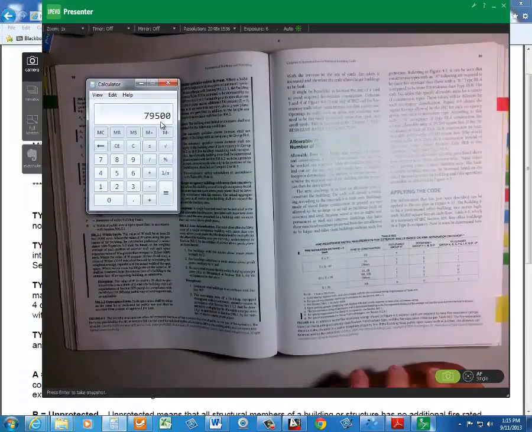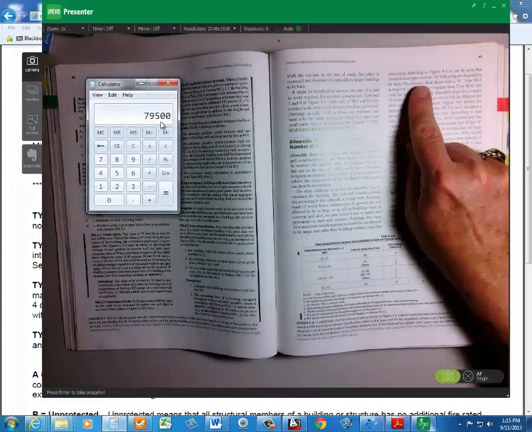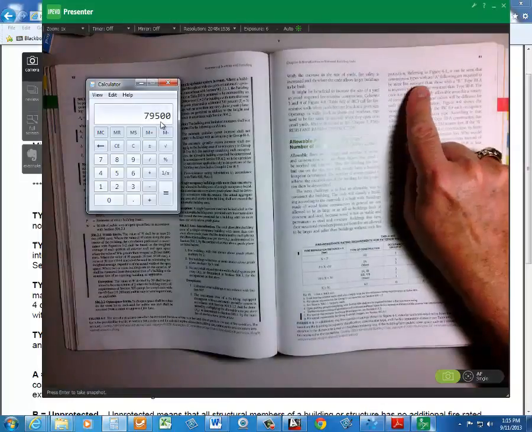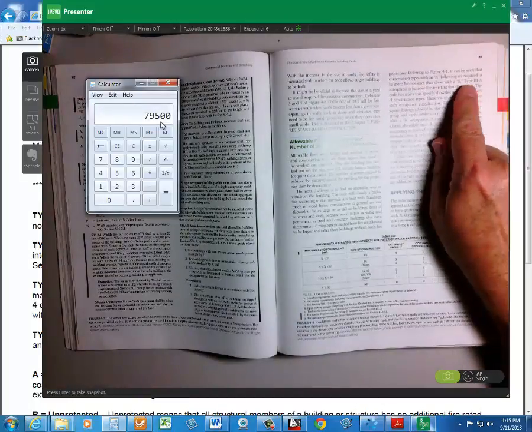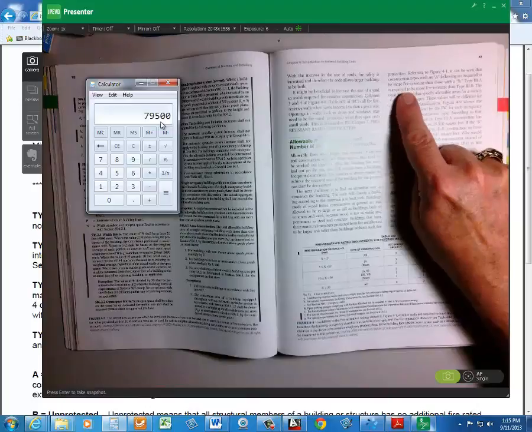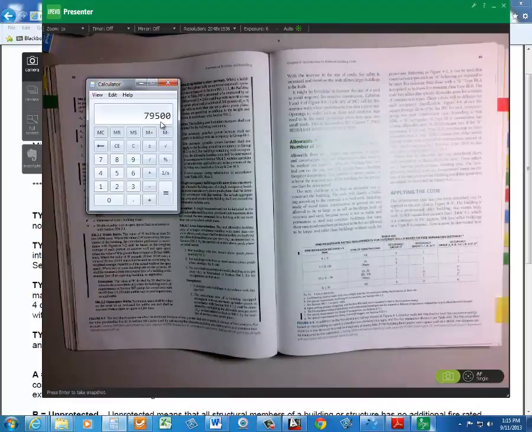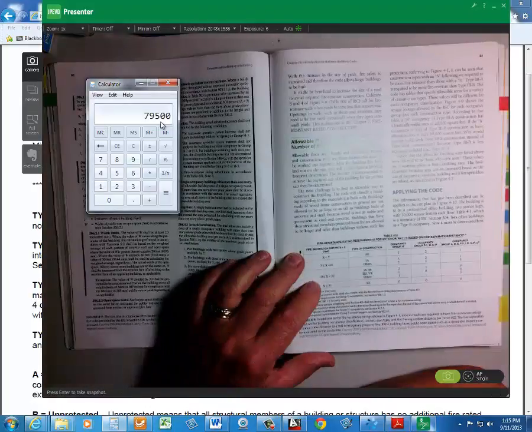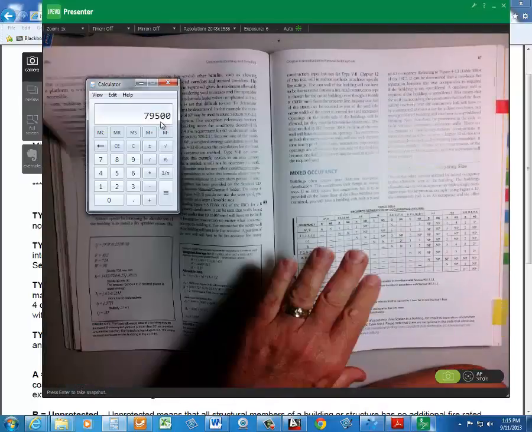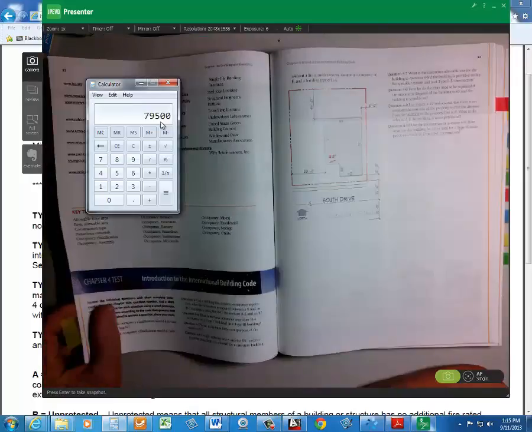Alright? It mentions it here. It can be seen that construction types with an A following it are required to be more fire resistant than those with a B. Alright, so now we know what the A is. It's got to be more fire resistant. Okay.